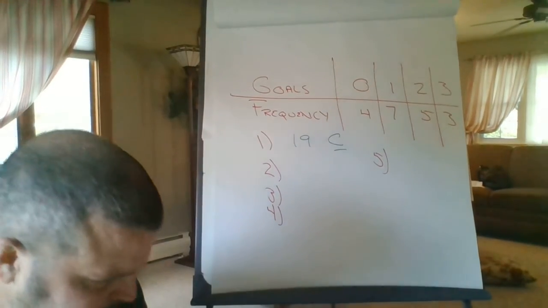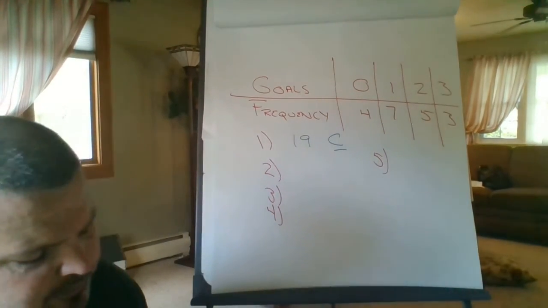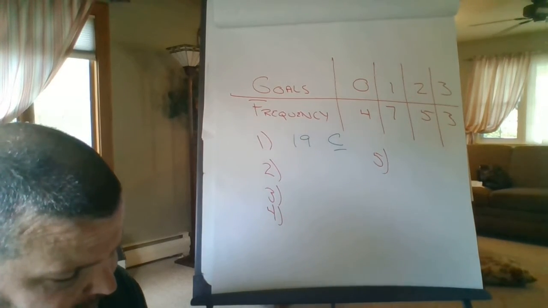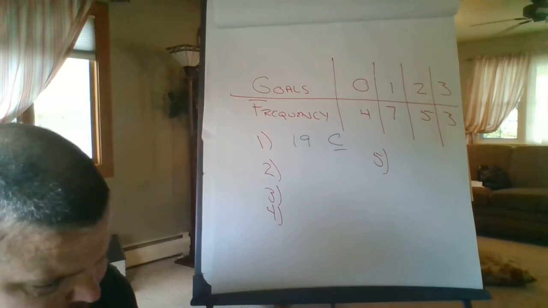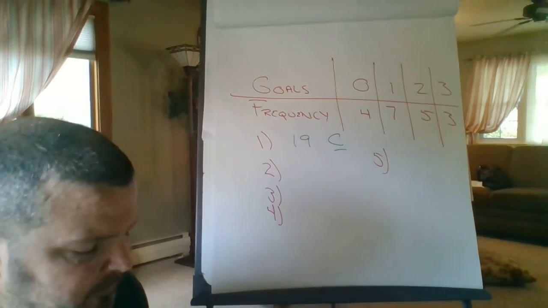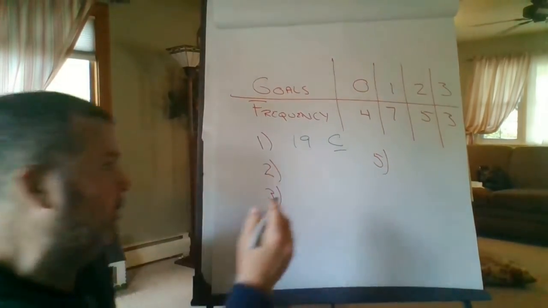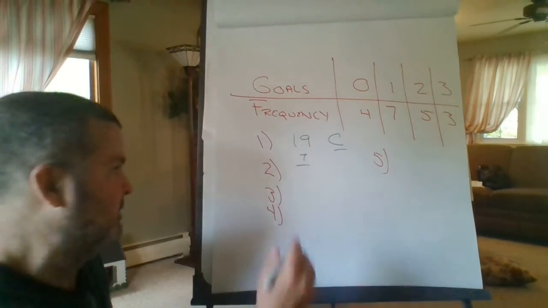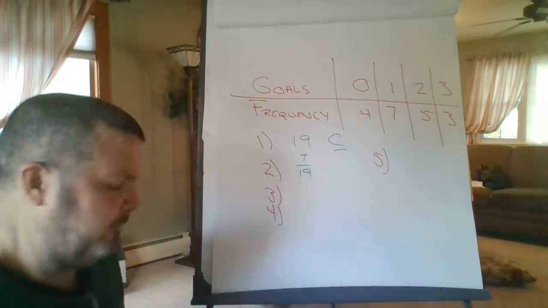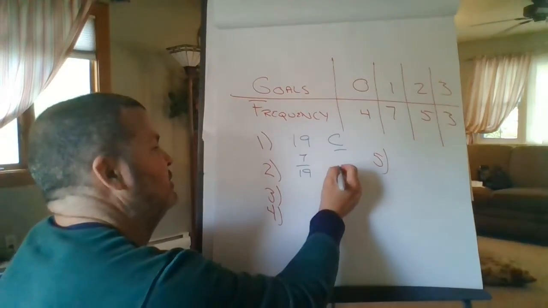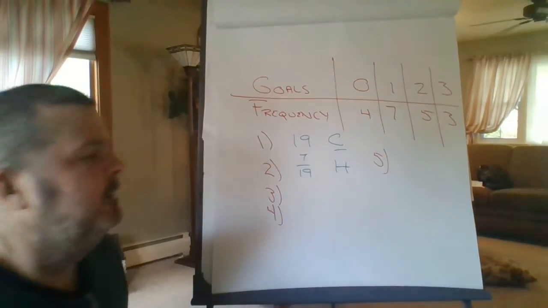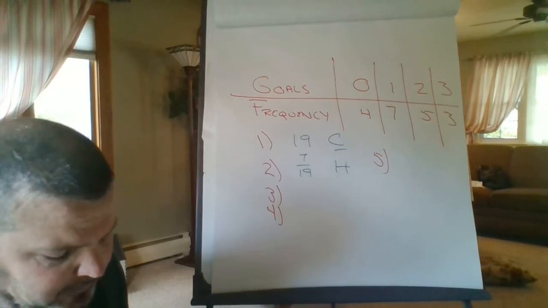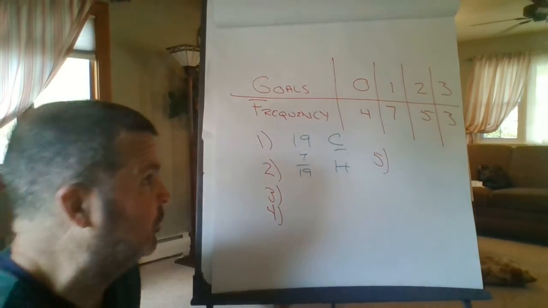Second question asks, what is the relative frequency of games with 1 goal scored? This is basically the same thing as probability. Relative frequency is the same as probability. So you look and see how many times they scored 1 goal, so that's 7, over the total number of games they played, which is 19. 7 over 19 is H, as in hippopotamus.